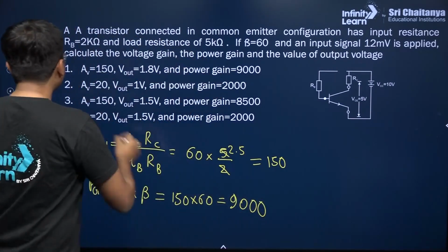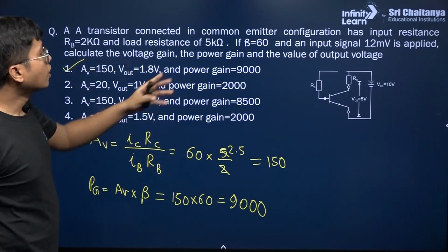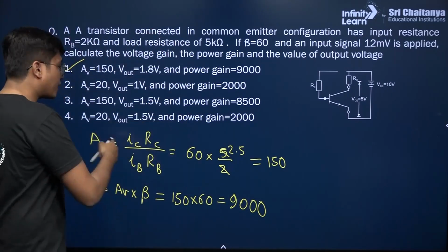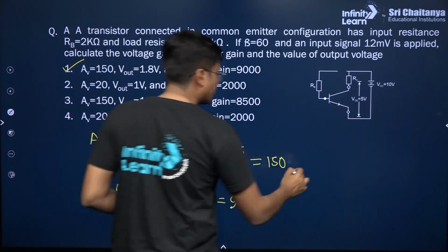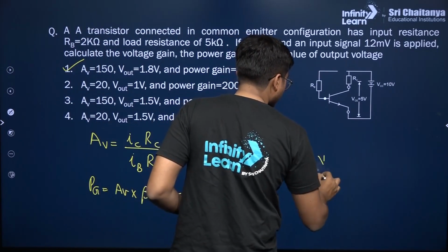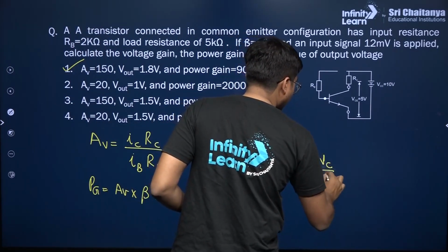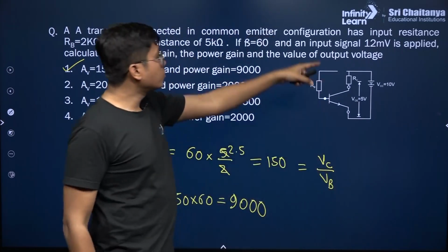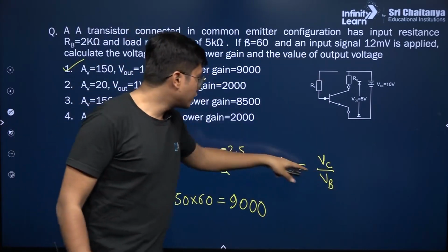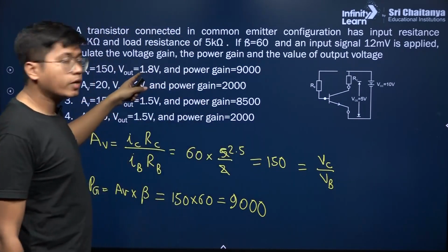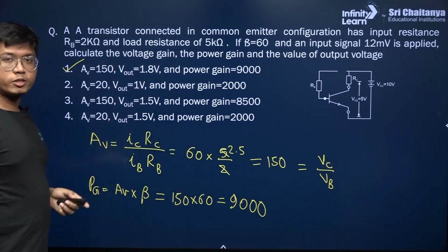So it is the correct option here, but since they've asked you for the value of the output voltage, we can even get that. Now AV is actually equal to VC by VB, right? VB value is given as 12 millivolts. If you multiply 12 millivolts here, you would get 1.8 volts. So the correct option is option 1.